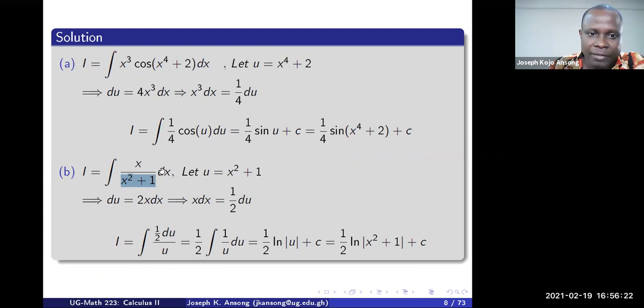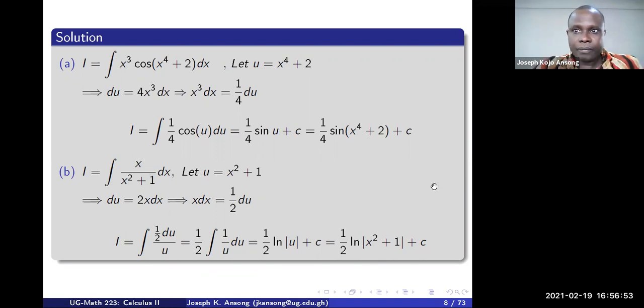So I can replace x dx by 1 over 2 du, and the denominator now becomes just u. And so I can reduce this to 1 over 2 integral of 1 over u du. Integral of 1 over u is just ln u. So I have 1 over 2 ln u plus c. Again, put back the original variables. So in place of u, I'm going to replace it with x squared plus 1. And so I'll get a solution to the original integral. So that's the solution.